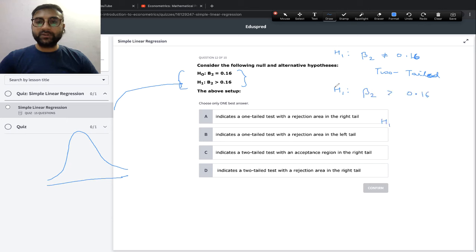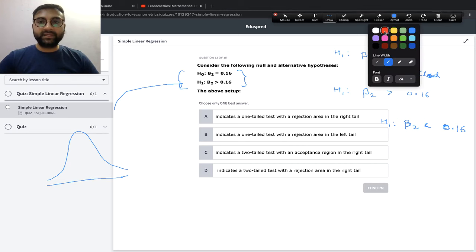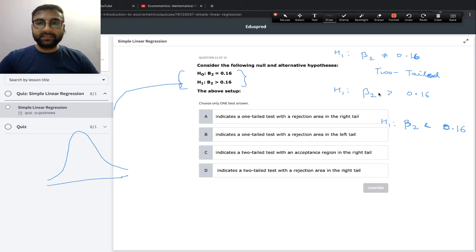Now, how do we remember in which tail we are going to put the rejection region? See, when you have a greater than sign, you try to create an arrow. If you try to create an arrow over here, then the arrow will point towards the right. That means the rejection region is going to be over here in the right tail. Over here, if you have a less than sign and you try to convert this into an arrow, then the arrow will point towards the left. That means the rejection region is going to be over here in the left tail. Okay, so this is how you can keep this in mind.